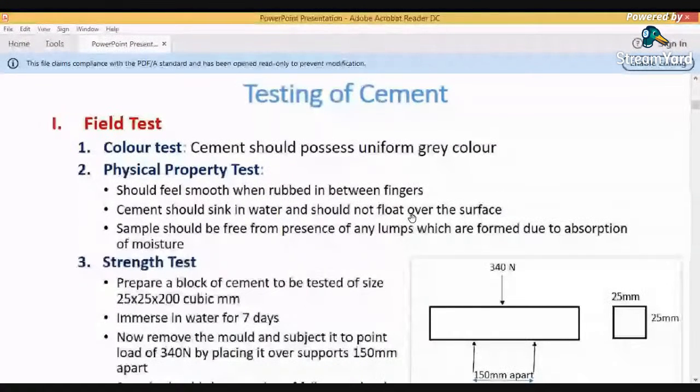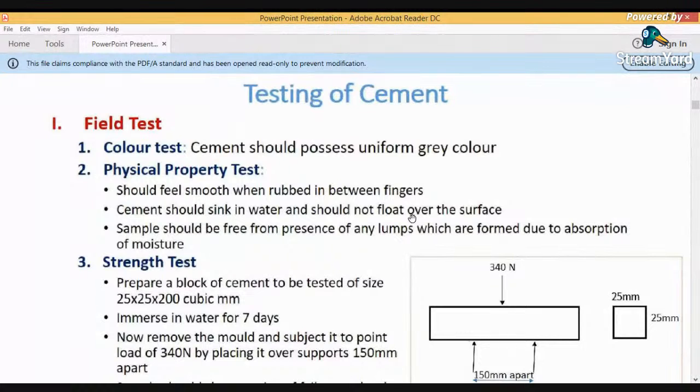And if you take a bag of cement, there should not be any lumps formed in that bag. Lump means a dense kind of thing has formed. If some lumps have formed inside the bag, then we can say the cement has already absorbed some moisture from the atmosphere, some heat has already been liberated, and the reaction has already happened inside the cement, so the strength of the cement has already decreased.